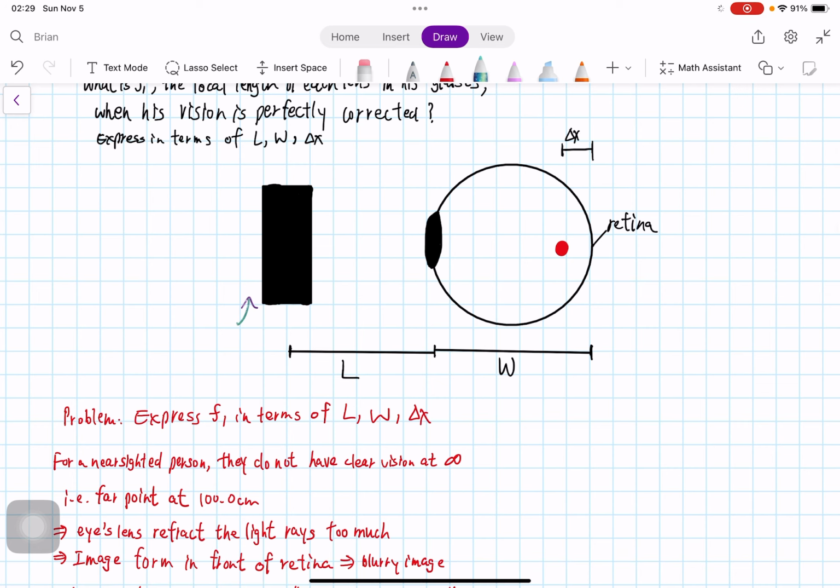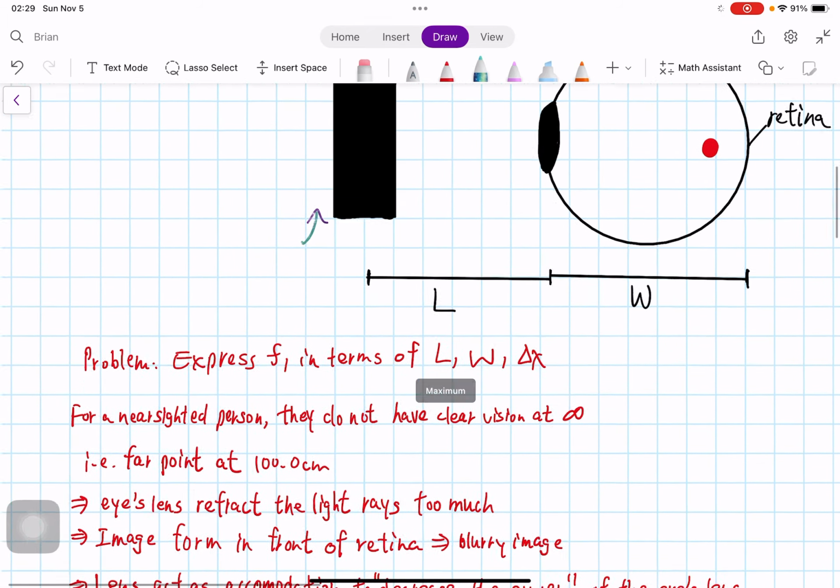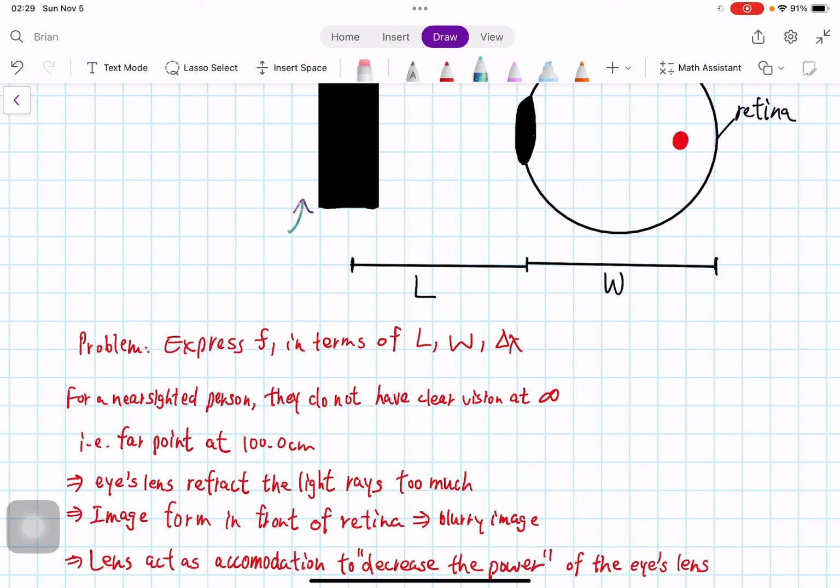So for a nearsighted person, they do not have a clear vision at infinity. So they do not have a clear vision to very far things. So for example, they would have a far point at 100 centimeters. This is not included in the question. This is just an example of what a nearsighted person is.